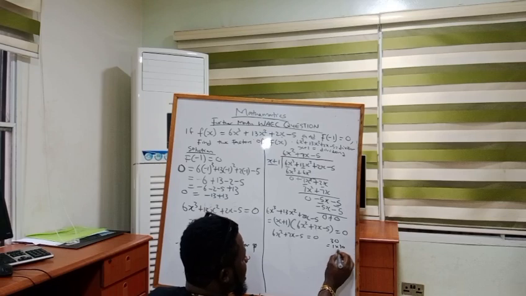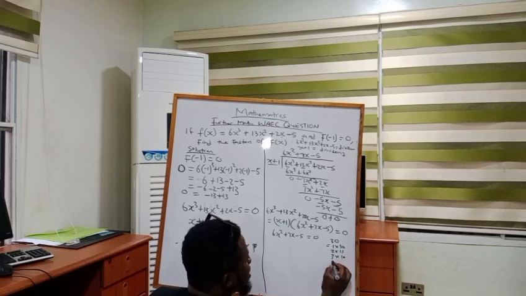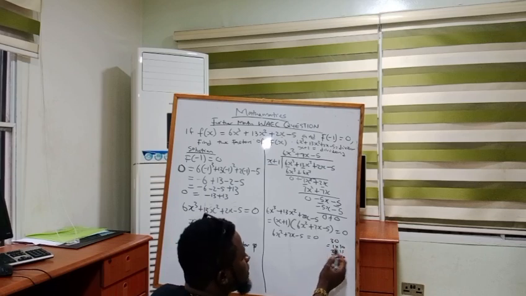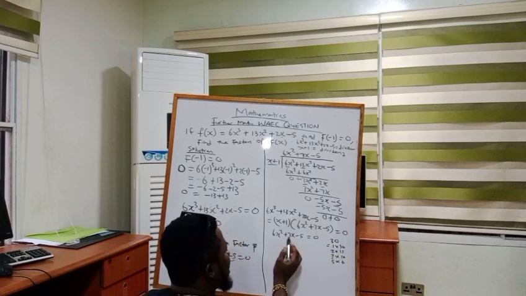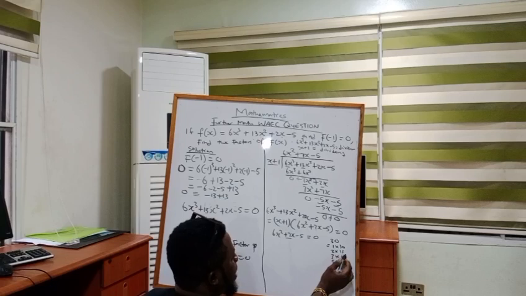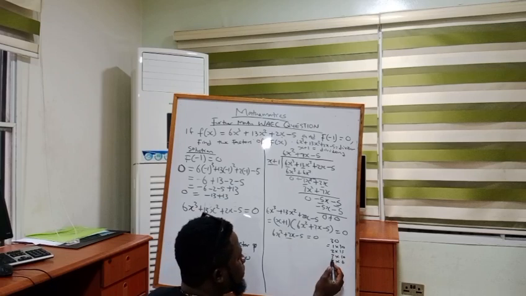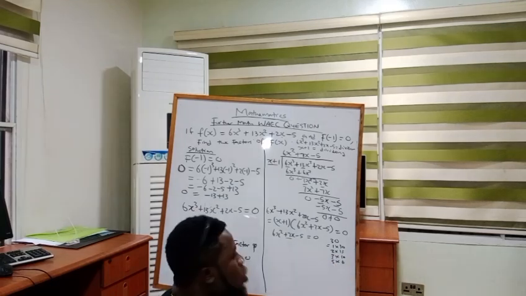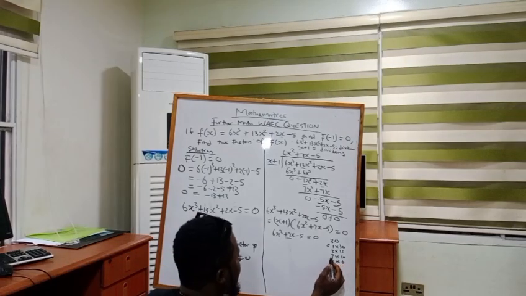So you now find what are the things that will give you 30. 1 times 30 is 30. 2 times 15 is 30. Then 3 times 10 is 30. And we have 5 times 6 is also 30. Out of this, 1 and 30 can never give us a plus 7. 2 and 15 can never give us a plus 7. But 3 and 10 is likely. How? That's going to give us plus 10 minus 3.